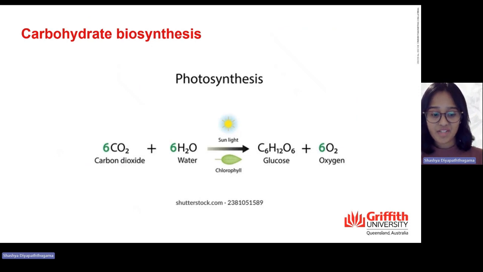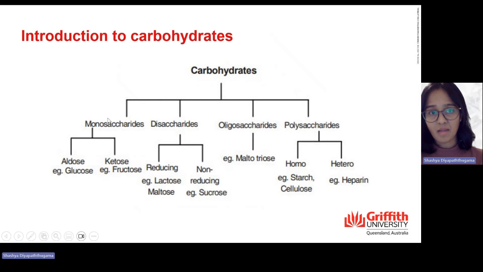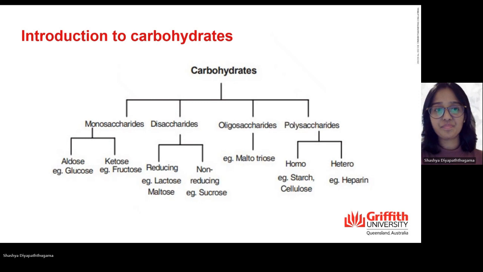Talking about carbohydrate biosynthesis, photosynthesis is a natural process which is occurring in plants and produces glucose, which, as we know, is a carbohydrate. And this slide shows some introduction to carbohydrate classification, which is also already known by all of you. Carbohydrates can be classified as monosaccharides, which contain only one sugar unit, disaccharides, which contain 2 sugar units, oligosaccharides, which contain 3 to 10 sugar units, and polysaccharides, which contain many sugar units.